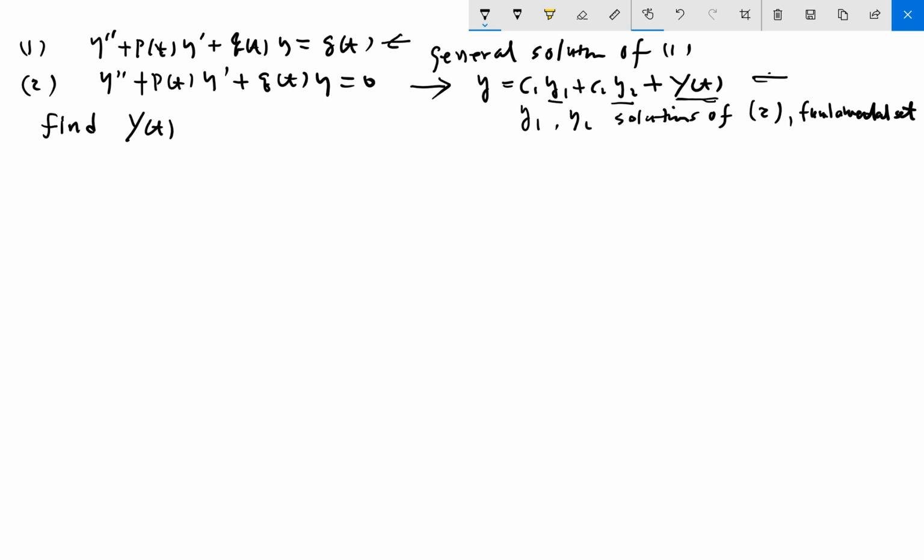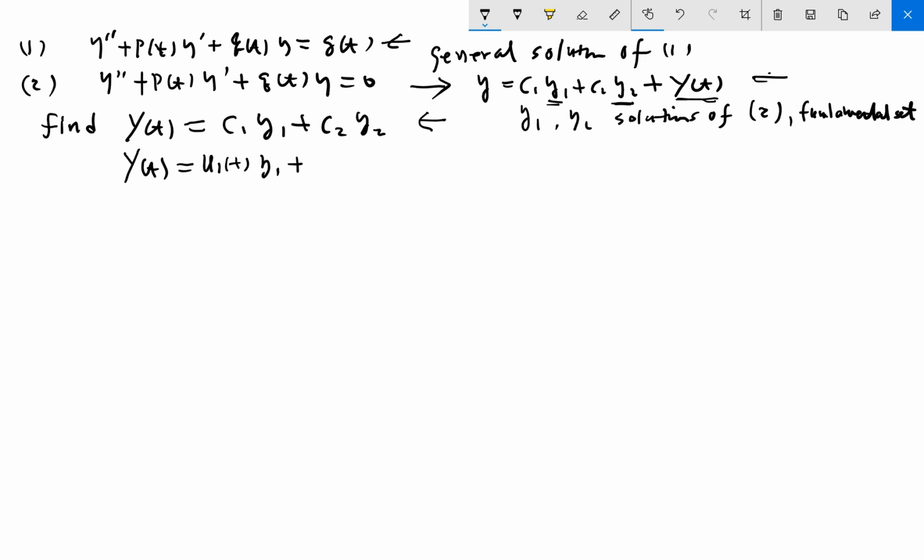How does this work? The idea is like this. To find a general solution, we need to find y1 and y2. Suppose y1 and y2 are solutions of the corresponding homogeneous equation 2. You can try putting constants C1 and C2 there. But no matter how you choose your constants C1 and C2, this will never satisfy equation 1, because it always satisfies equation 2, which means g of t equals 0. The constants won't work, so we try a function.